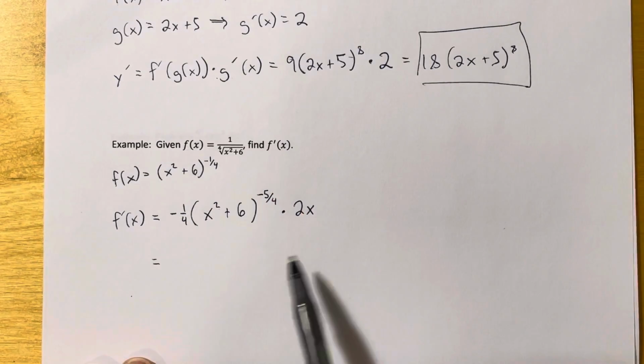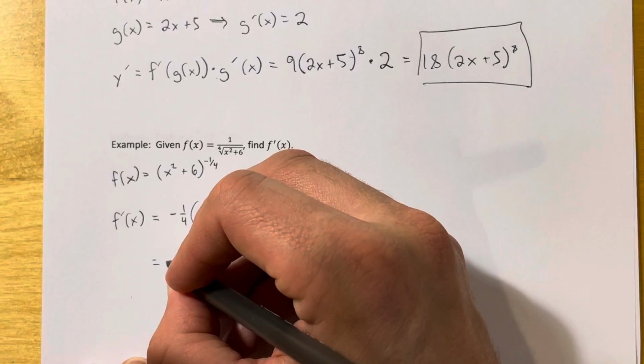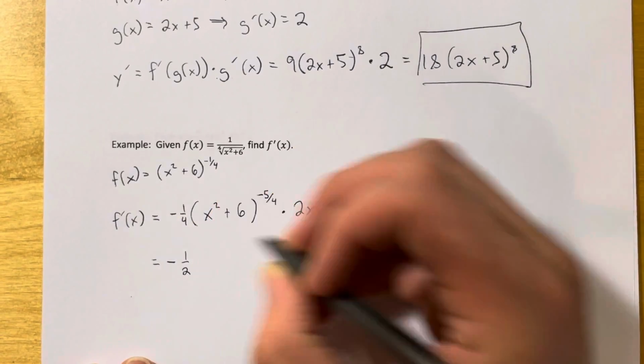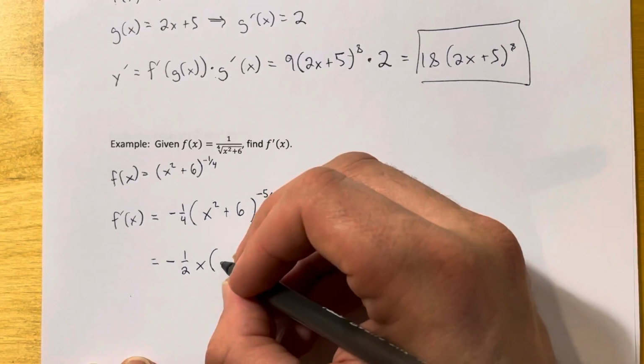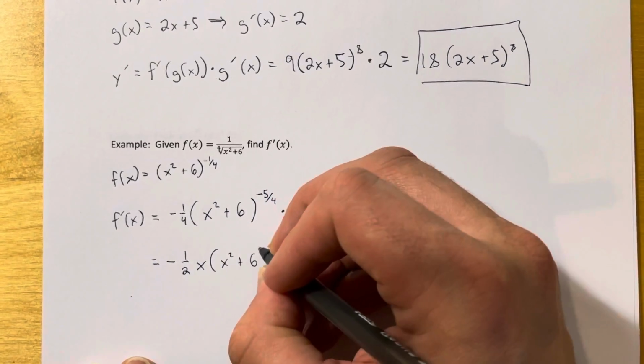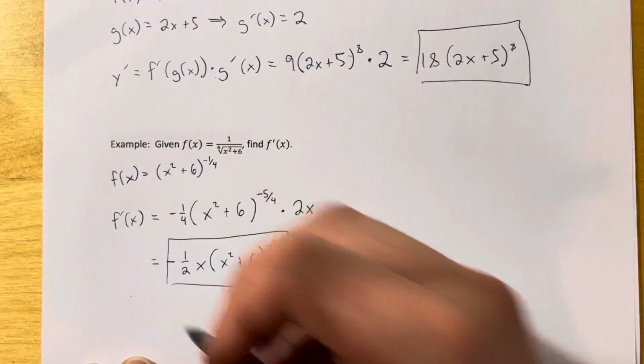Now I simplify if I can. So the 2 and the negative 1/4, there's some cancellation that happens there. I could write that as negative 1/2. The x I'm going to bring out to the front because that's typically where you would see it written. x squared plus 6 to the negative 5/4. And that's really all I need to do.